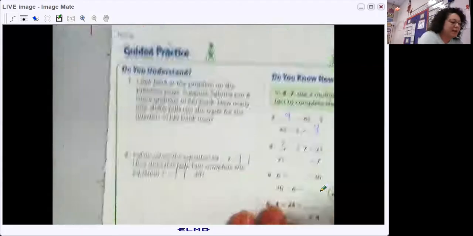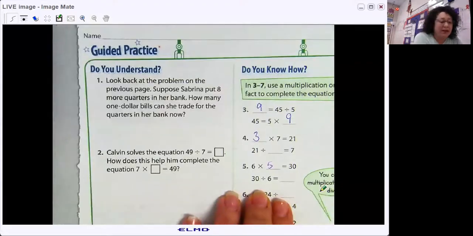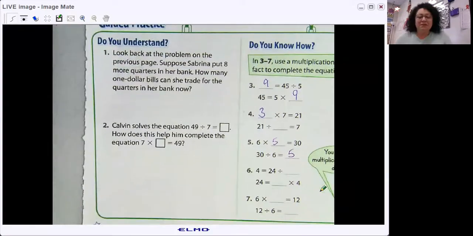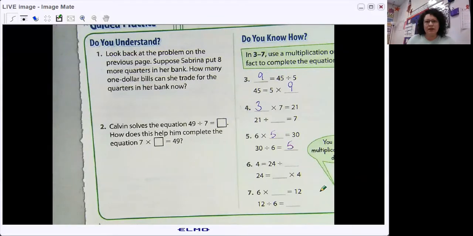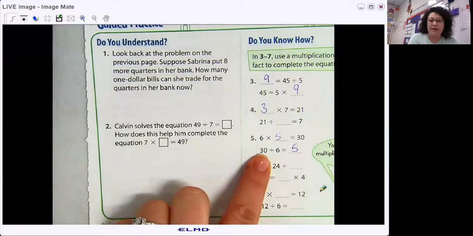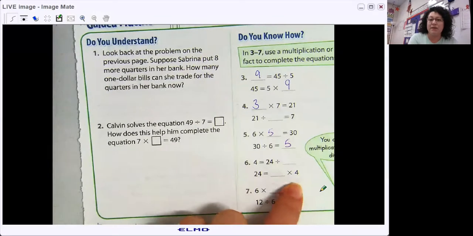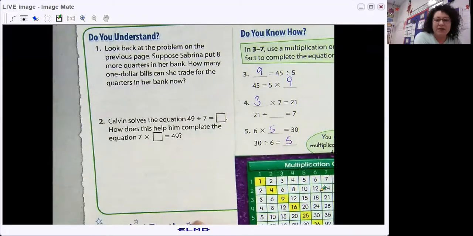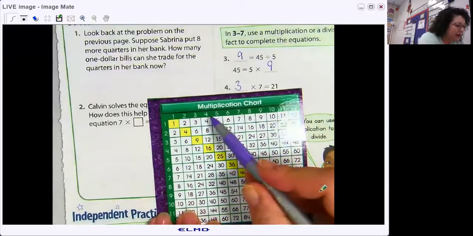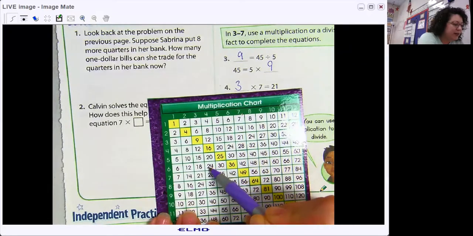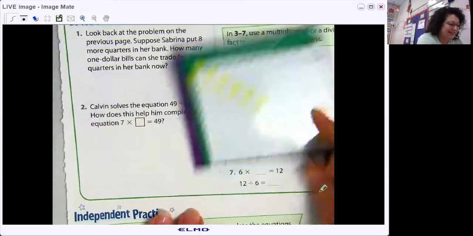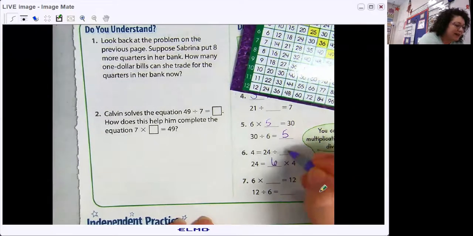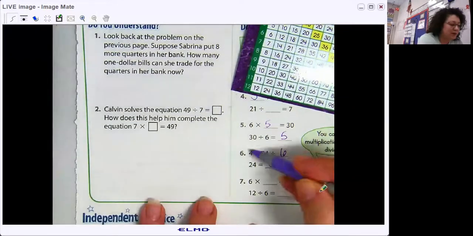Okay. 6 times, hopefully you got it by now. 5 is 30, which means 30 divided by 6 is also 5. Just working backwards. Okay. Next one: 24 divided by something, which means that question mark times 4 is 24. What times 4 is 24? So again, if you're using your chart, I go to 4 and I go down to 24 and I go across to get the other factor, I get 6. So 6 times 4 is 24, which means 24 divided by 6 is also 4, all 3 numbers.